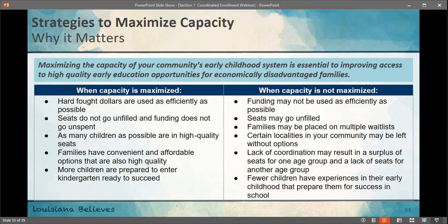Families may be placed on multiple wait lists, which is confusing and may lead to gaps or duplications in service. Certain localities in your community may be left without any options. Lack of coordination may result in a surplus of seats for one age group, but a lack of seats for another age group. And fewer children have experiences in their early childhood that prepare them for success in school.